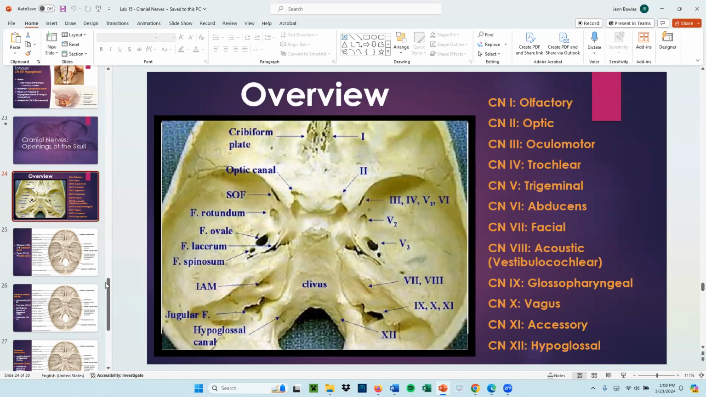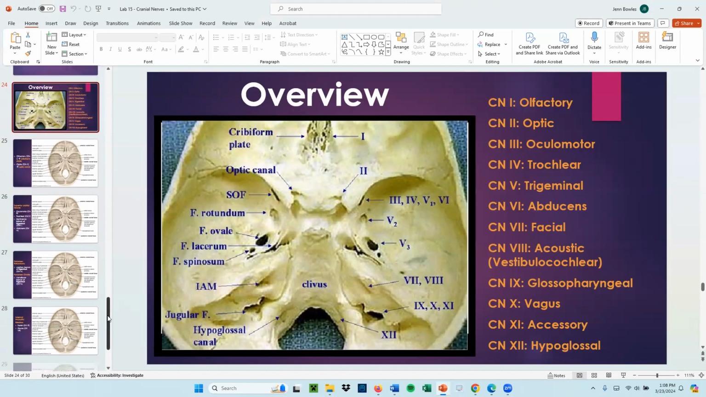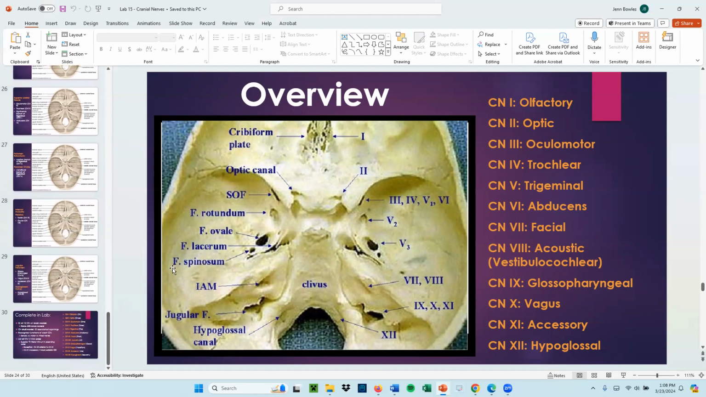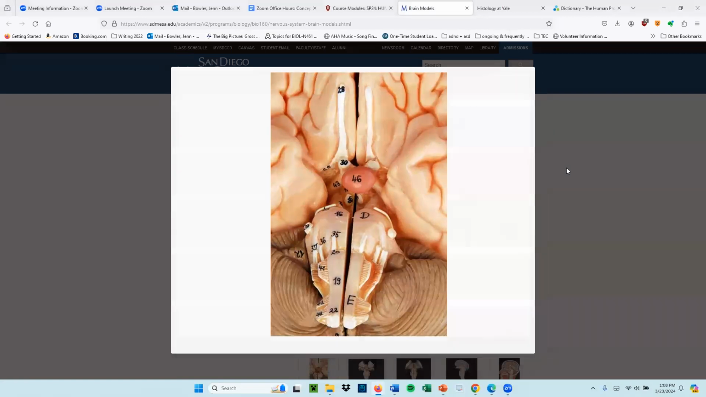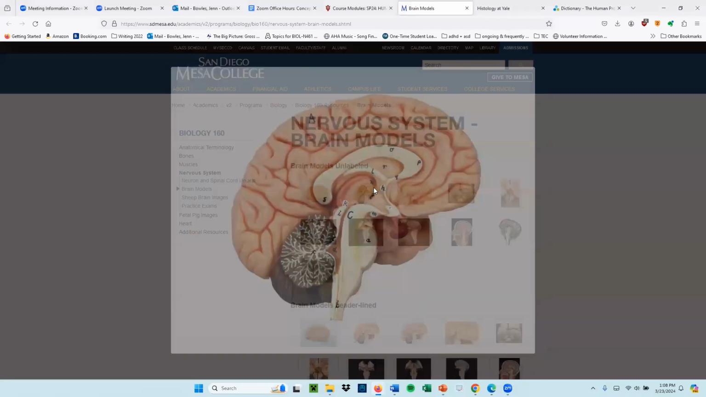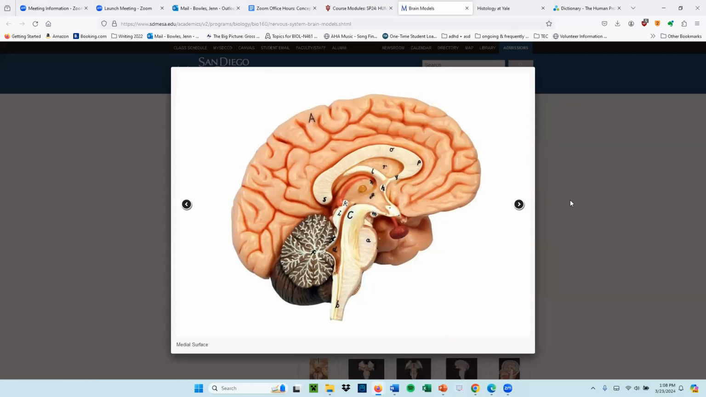Any other questions on cranial nerves? For the online resources, the brain models are similar to the ones that are going to be on the lab exam, correct? Yes, they are exactly the same structures. I would not try to memorize the lettering. From this type of view, this is exactly what you should use to study.